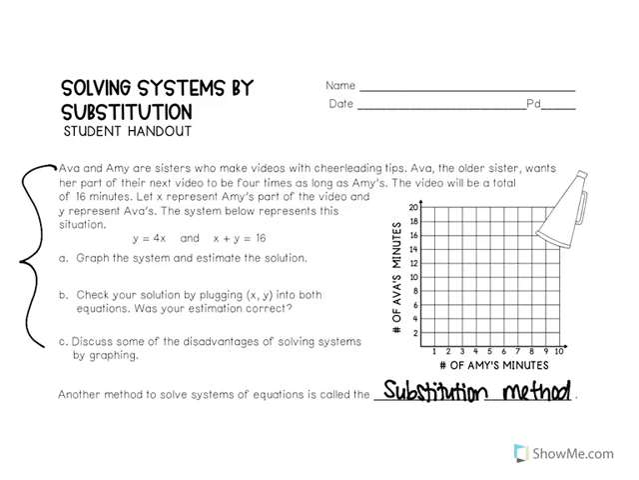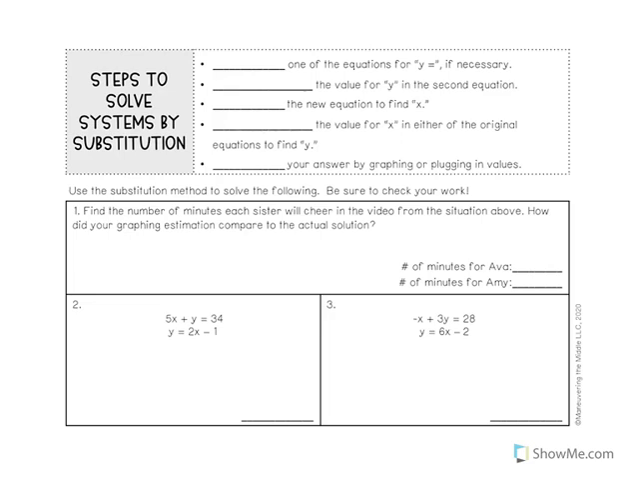And we're going to go through all those individual steps. So when solving, there are several steps that we need to make sure that we do for substitution. The first thing we're going to do is solve one of the equations for y equals if necessary. Sometimes that's already done for you, and if it is, you don't have to redo that. After we solve, we're going to substitute the value of y in the second equation.